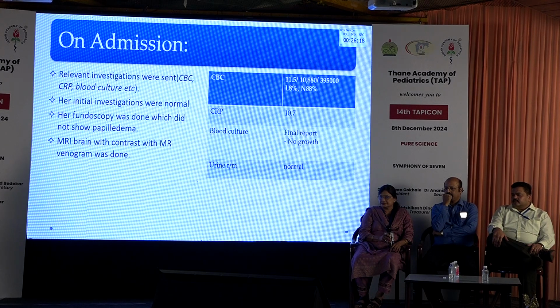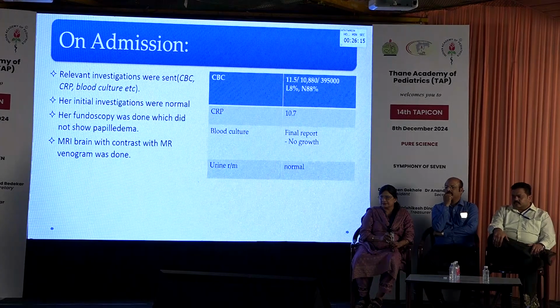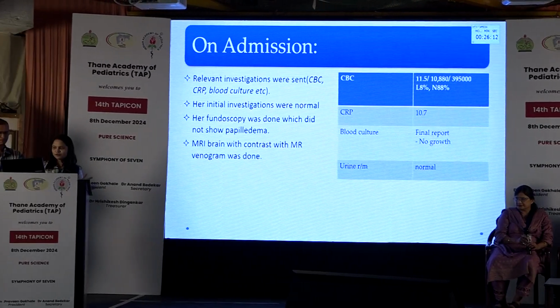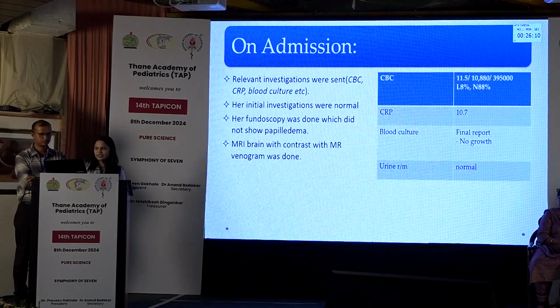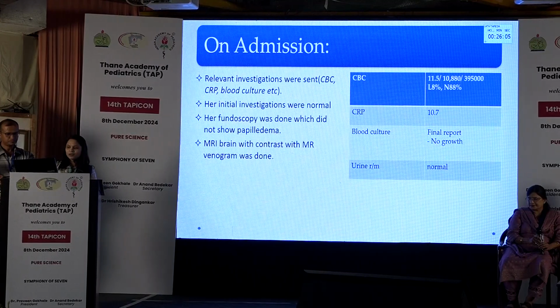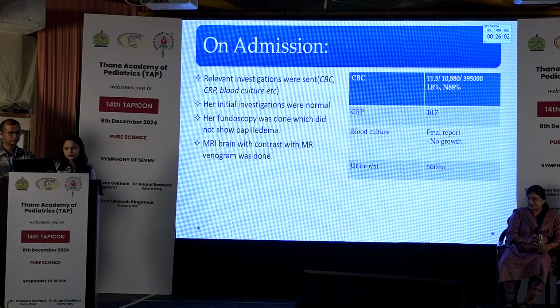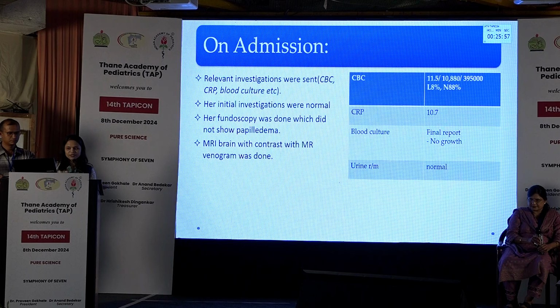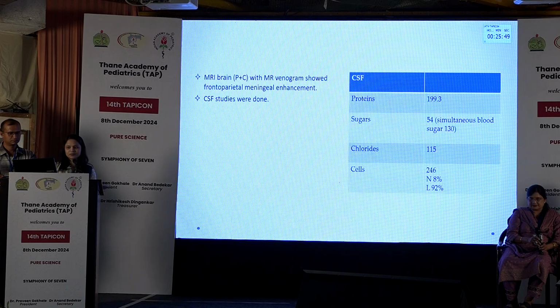So on admission, we sent relevant investigations. CBC was near normal with Hb of 11.5, counts of 10,000 and platelets of 3,95,000. CRP was just slightly elevated at 10.7. Blood culture was sent, which later on showed no growth. Urine routine was sent, which was normal. We got a fundoscopy also done in view of headache and fever, which showed no papilledema. MRI brain with contrast with MR venogram was done. MRI showed frontoparietal meningeal enhancement. We got CSF studies done in which proteins were high.